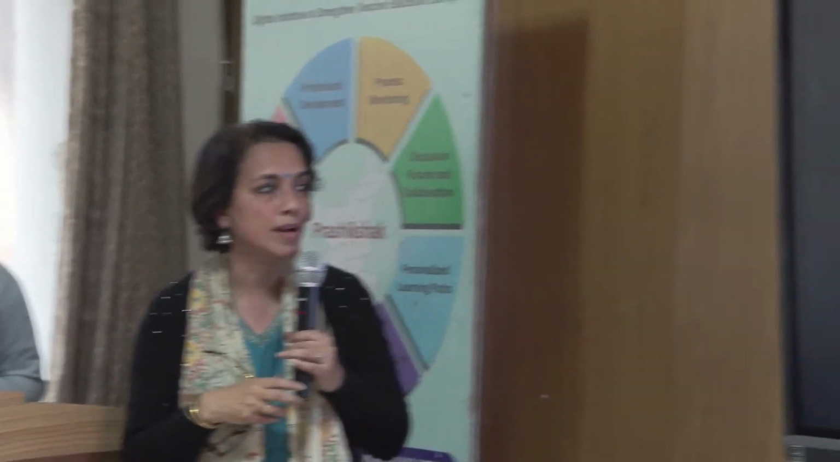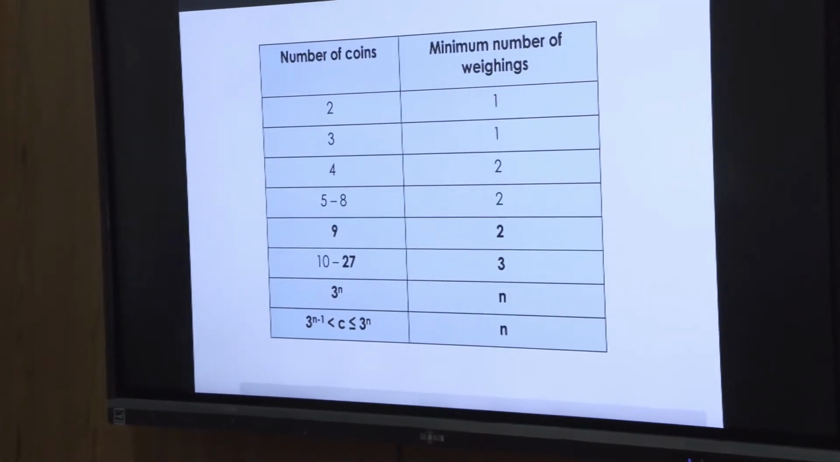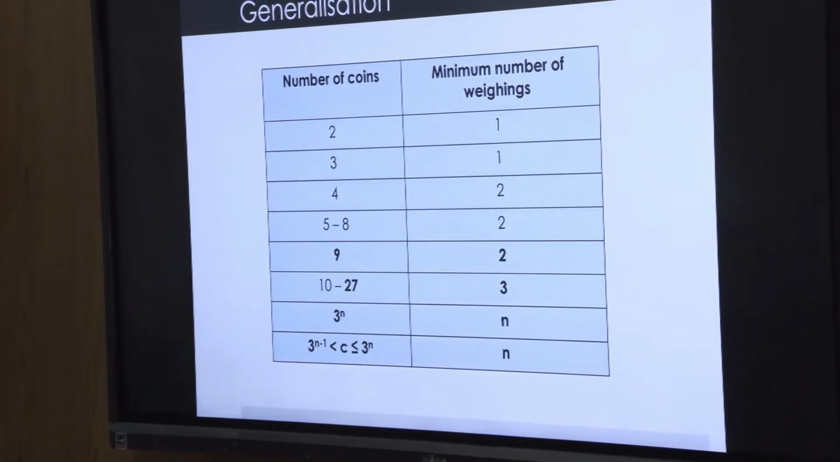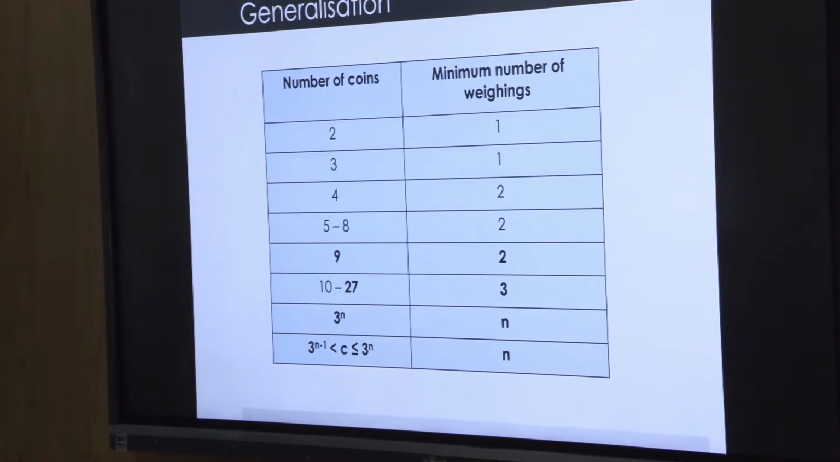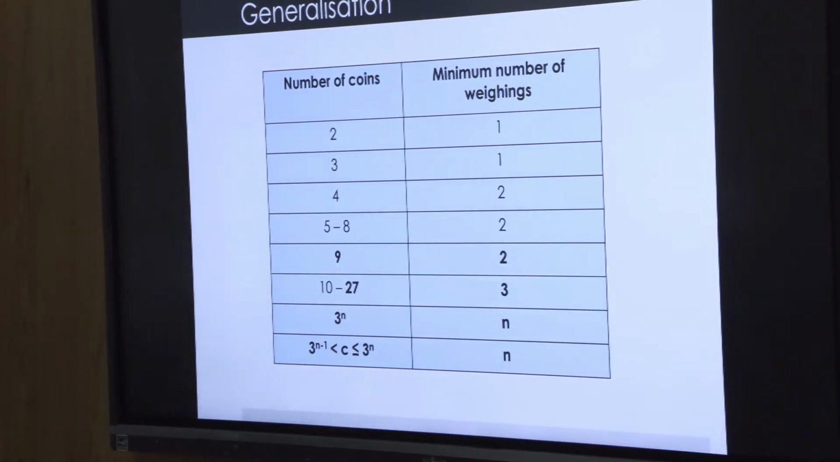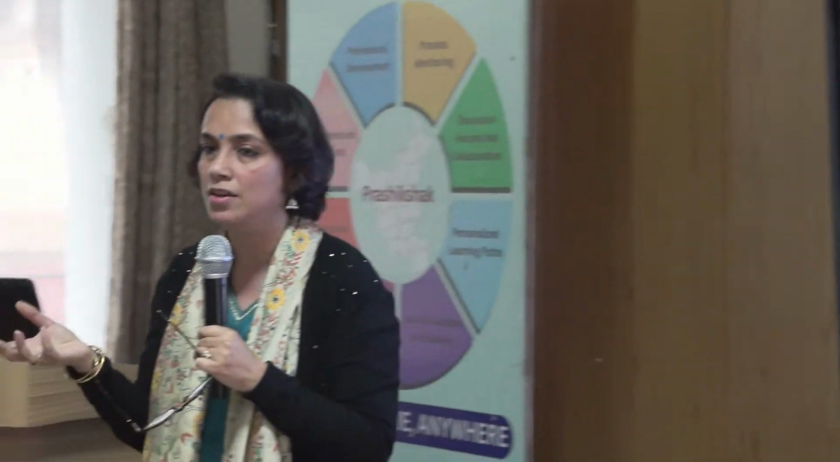For 2 and 3, it's only 1. For 4 it is 2. For 5 to 8 it remains 2. For 9 also we need 2. 9 is the highest number of coins for which we can manage with 2 weighings. For 10 to 27 it is 3. So it is something to do with powers of 3. So obviously if there are 81 coins, then you can do with 4 and so on.